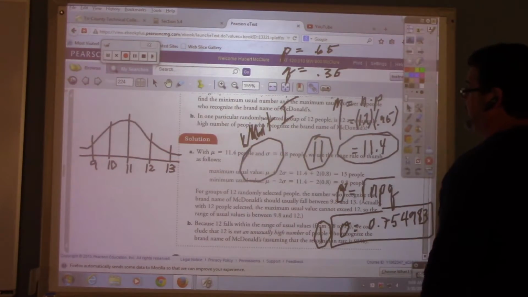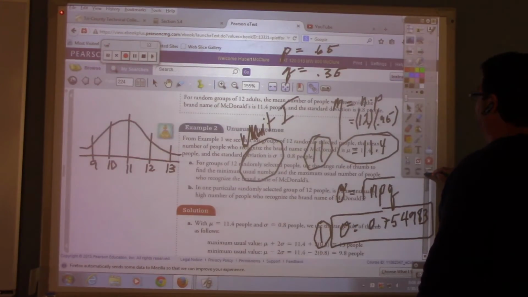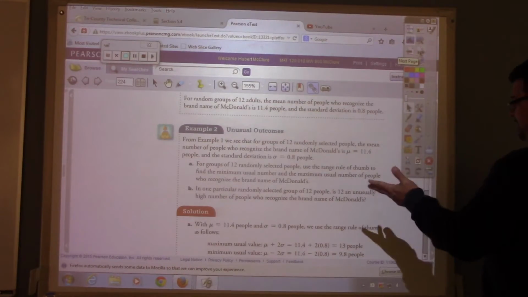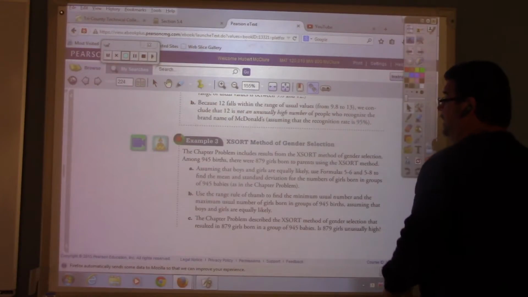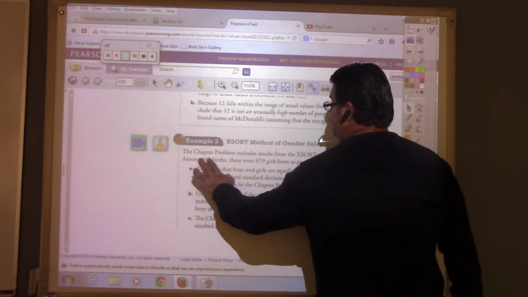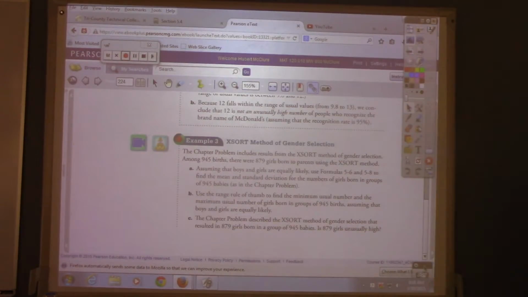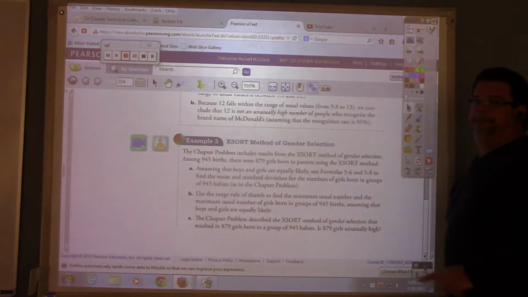Now, the first thing people are going to do with this one is they're going to quit because there's too much writing, right? There it is. Okay. There's 945 births. So that's N, right? What's the only probability that you've been given? So that means P is equal to what? 0.5.